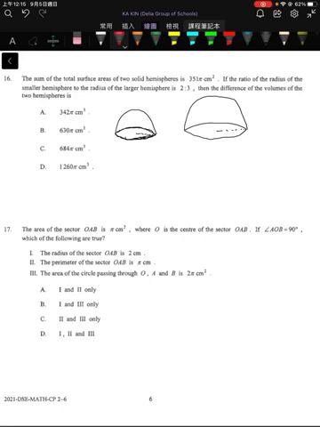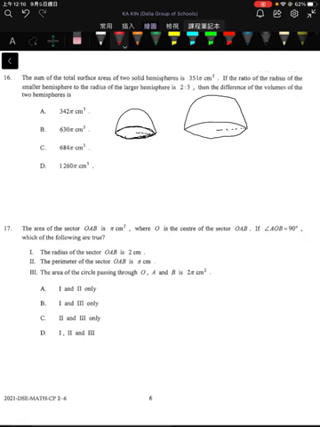Question 16 actually is a question about area and volume. In this question, we have two solid hemispheres, and we know that the total surface area of them is 351 pi cm squared. One thing more we know is that the ratio of their radii is 2 to 3. So we can assume the smaller hemisphere has radius 2a, and the bigger hemisphere has radius 3a.